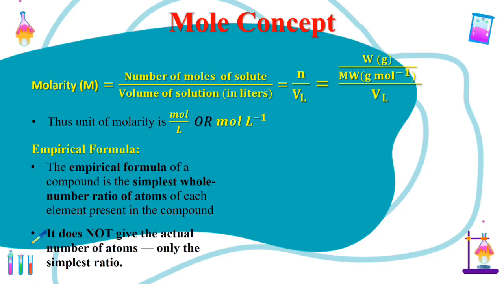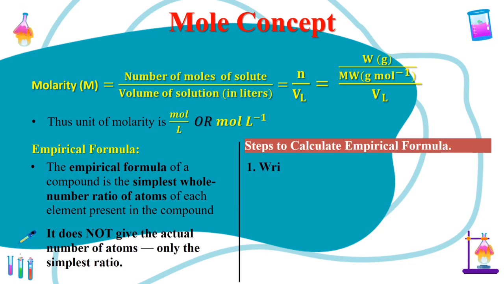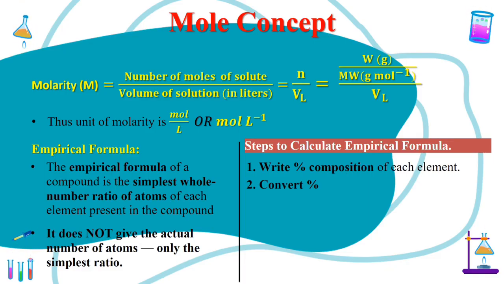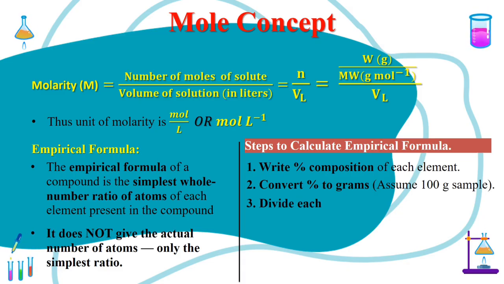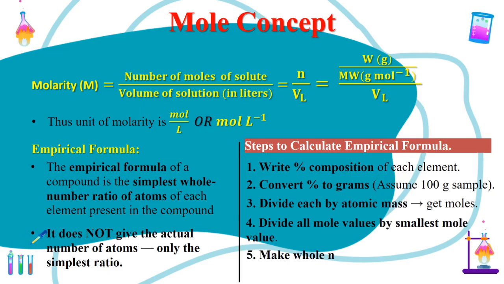To calculate empirical formula, you need to follow the following steps. 1. Write percentage composition of each element. Second step, convert percentage to gram by assuming 100 gram of sample. Next, divide each by atomic mass to get their number of moles. Divide all mole values by the smallest value. Make whole numbers if multiplication is needed.